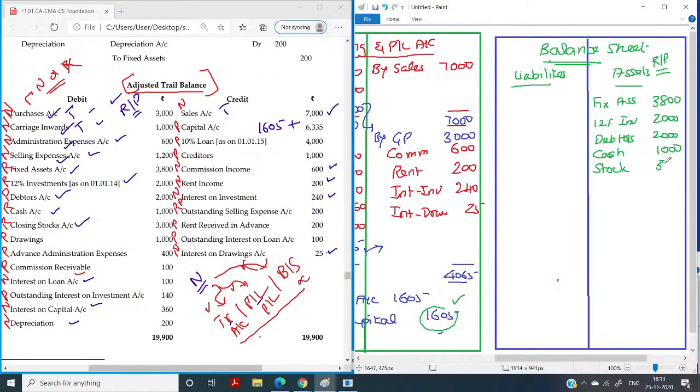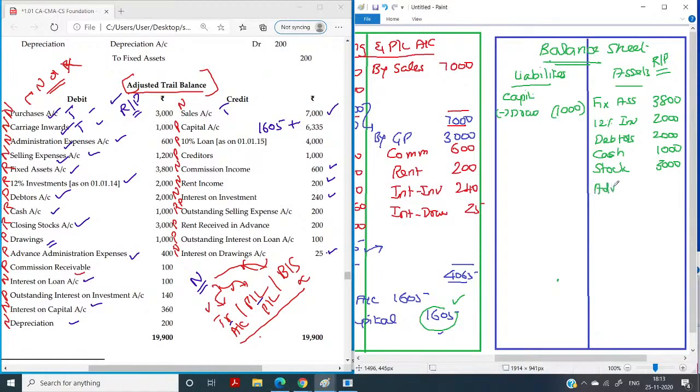So 3,000 rupees. Then the next one will be drawings. Drawings will be adjustable from the owner's fund. Owner's fund is named as capital. From the capital, I am going to subtract the drawing, the drawing value being 1,000 rupees. Don't put the value on the asset side, right? This is a subtracting value.